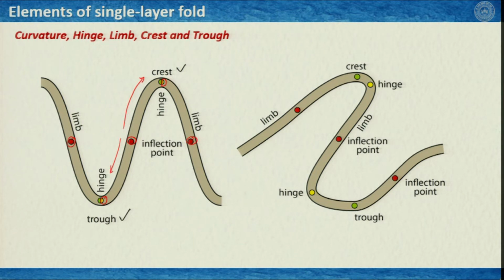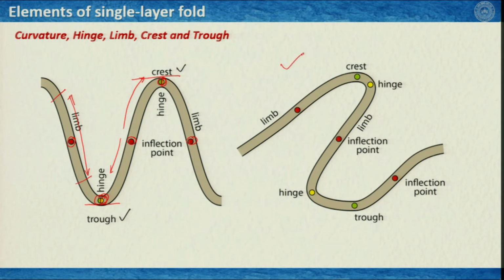Now, crest, at least in this image as we have defined, is the maximum elevation you can achieve in a folded train, and in this case this is coinciding with the hinge point. Similarly the trough, which is the lowest point you can achieve in a folded train, is here as well coinciding with the hinge point. The limb is this entire region from the hinge zone to the next hinge zone in that segment.